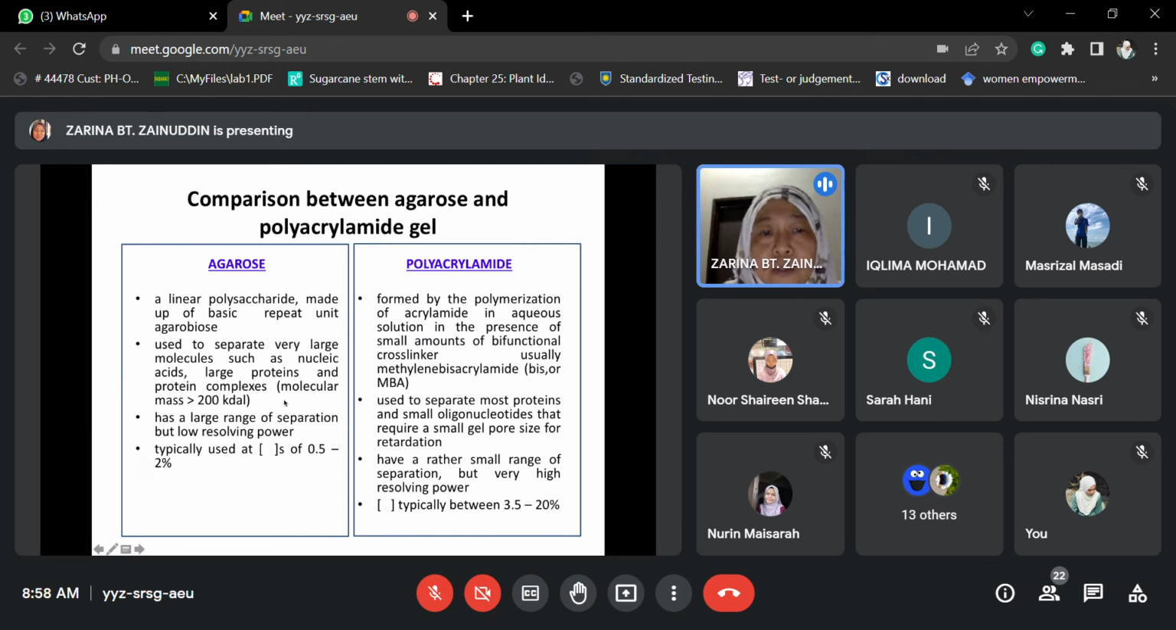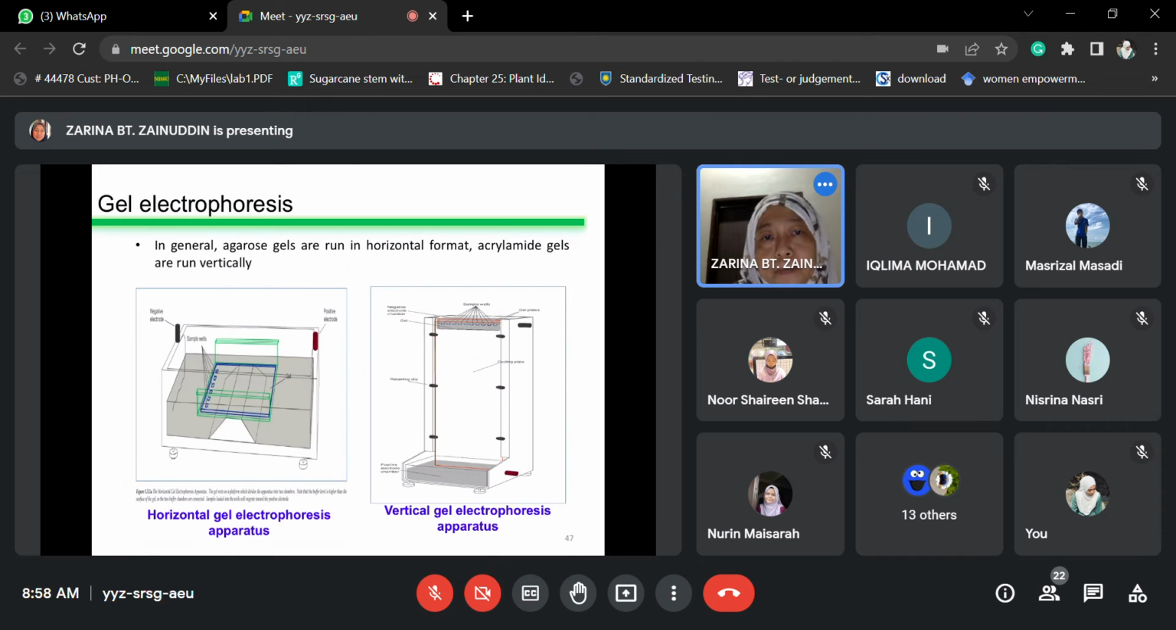Agarose has a large range of separation but low resolving power, while polyacrylamide has a small range of separation but very high resolving power. In terms of concentration used, normally kita prepare agarose at a concentration of 0.5 to 2%. Untuk polyacrylamide pula different, normally kita prepare at higher concentration, between 3.5 to 20%. Okay, so this is a comparison.